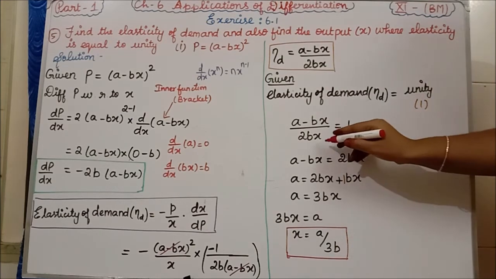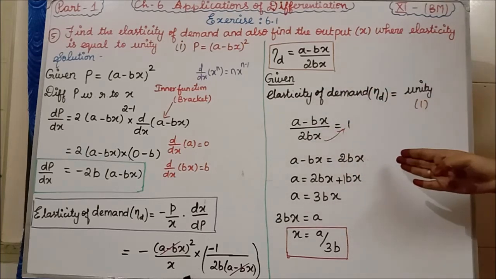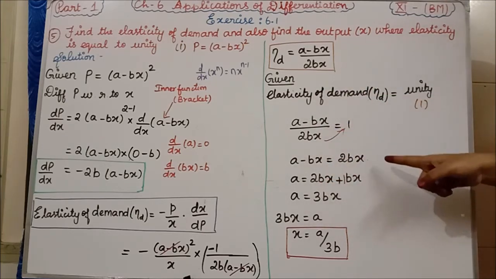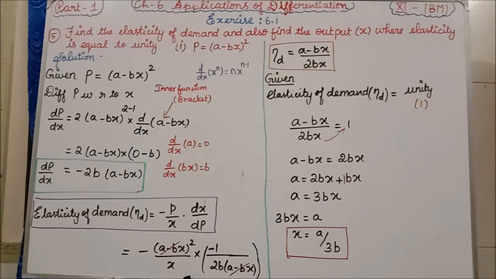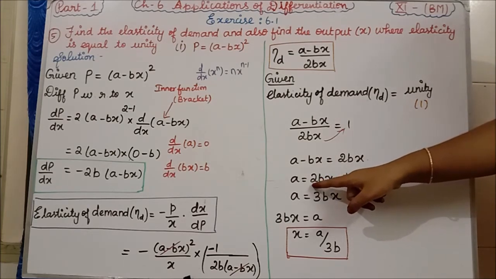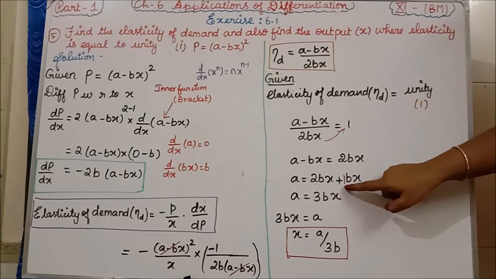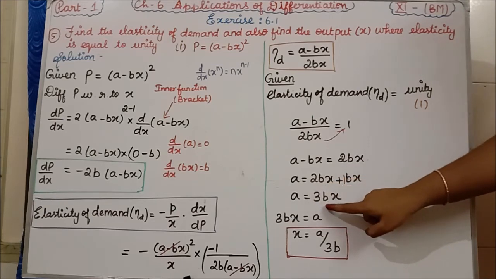I am doing the cross multiplication. Okay, a minus bx into 1 into 2bx is 2bx. I am making x all one side. So 2bx, if this comes this side, 1bx. Here also bx, here also bx. So here before bx we are having 2, here nothing is there, which means it is understood that we are having 1. So 2 plus 1 is 3bx.